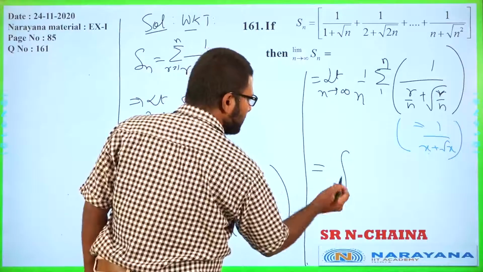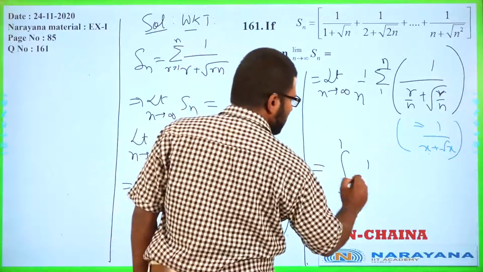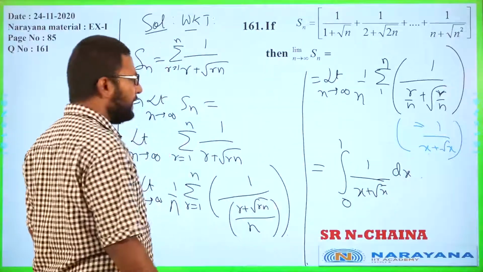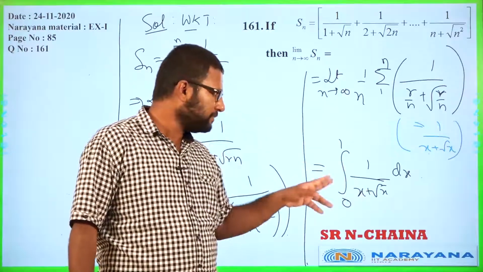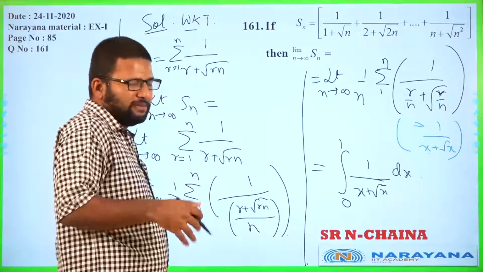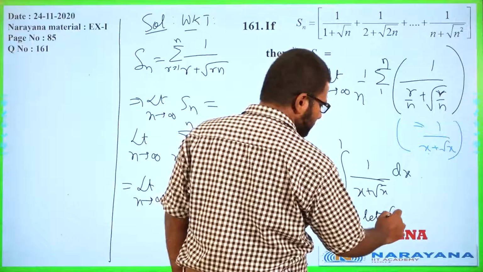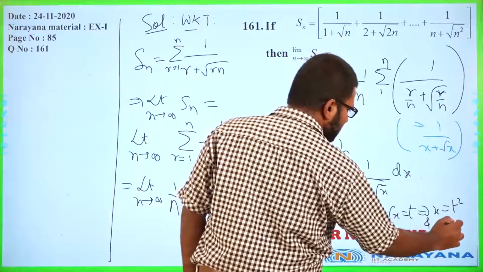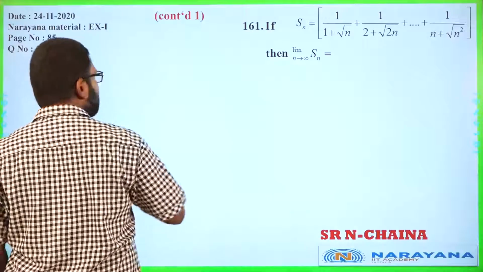So this becomes integral 0 to 1 of f(x), this is your f(x), 1 by x plus root x dx. Correct? This is actually pretty easy to integrate. You can split between root x and 1 plus root x, or because root x anyway is a bit irritating to deal with, you take let root x equal to t, which means x is equal to t square and dx is 2t dt, right? Dx is 2t dt. What about the limits?